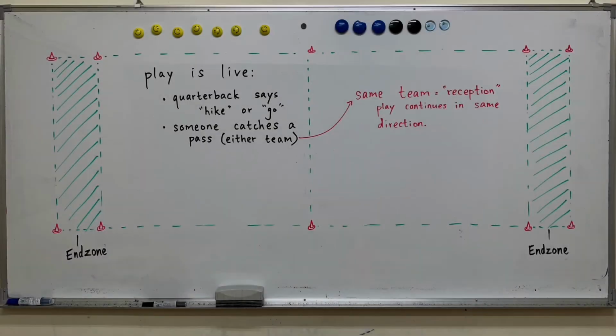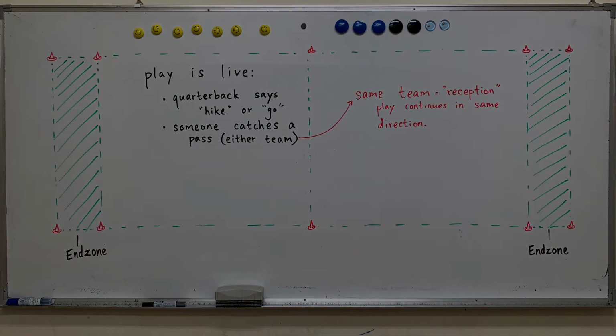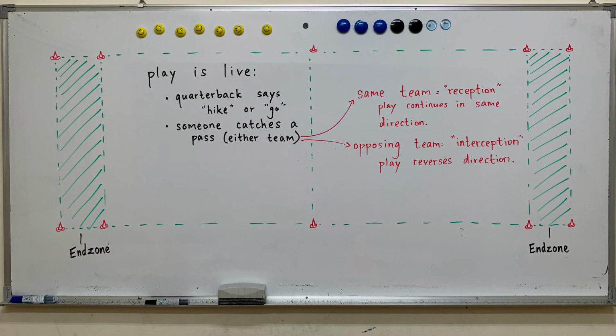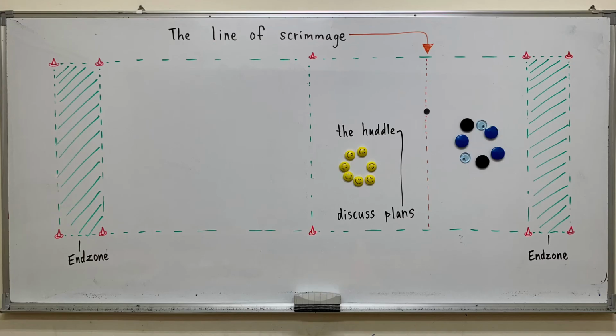If it's caught by the same team, that's called a reception, and play continues in the same offensive direction. However, if it's caught by someone on the opposing team, that's called an interception, and play reverses direction. In that case, the defensive players would immediately become offense, taking the ball in the opposite direction, trying to score in their own end zone.